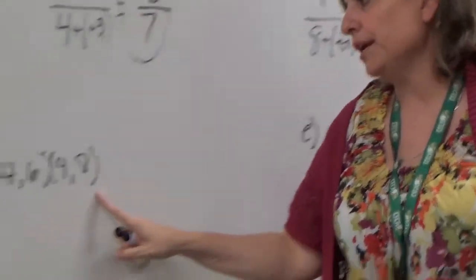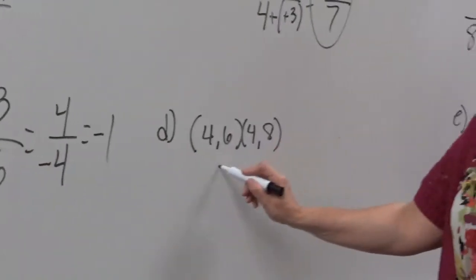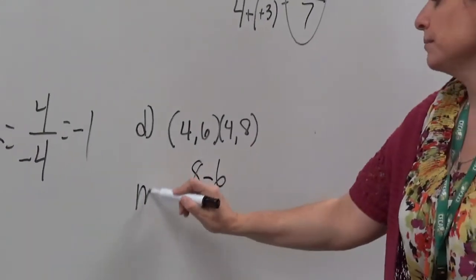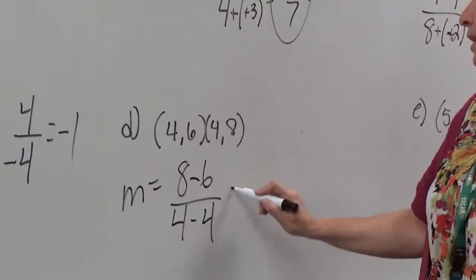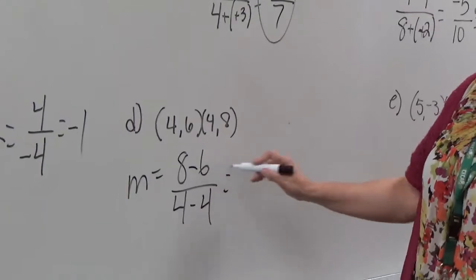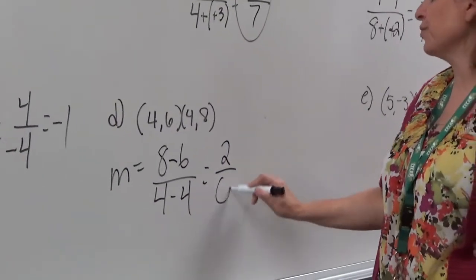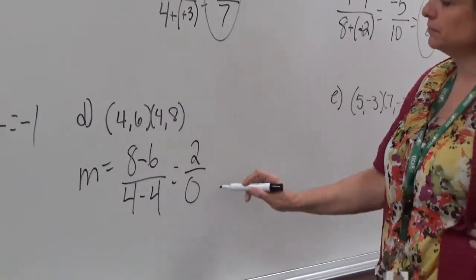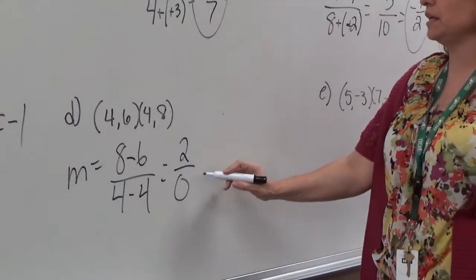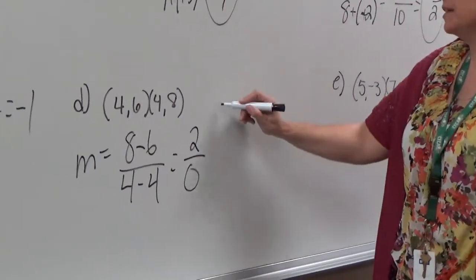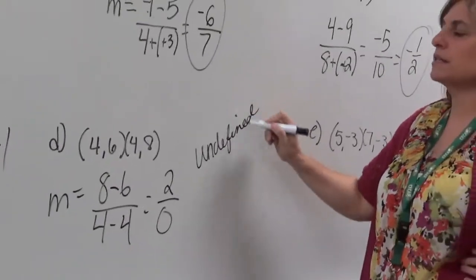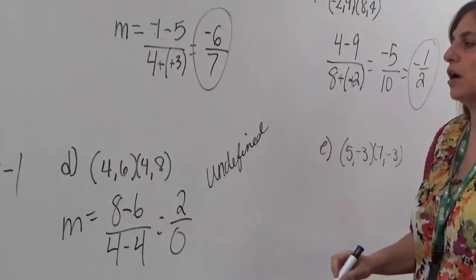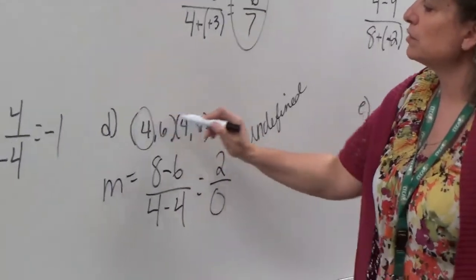Okay, down here, m equals y2 minus y1 over x2 minus x1. Okay. So 8 minus 6 is 2, and 4 minus 4 is 0. We have a big problem, okay? You cannot have 0 in the denominator. This is an undefined slope. What does that mean? It's going to be that vertical line that we talked about where x equals 4.